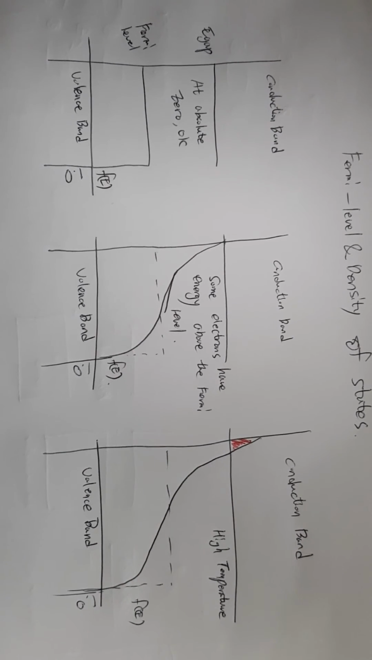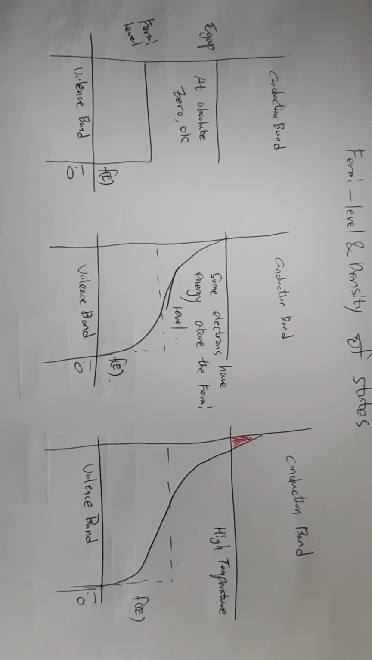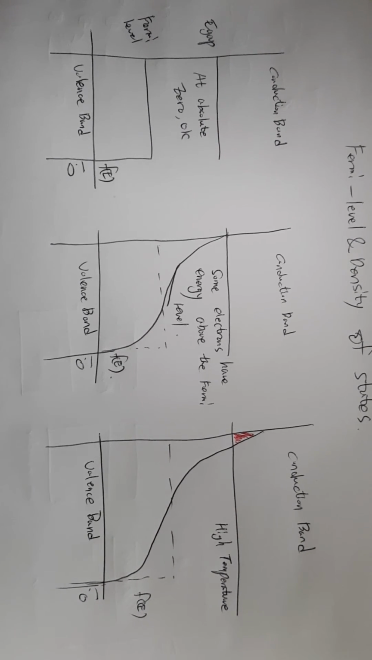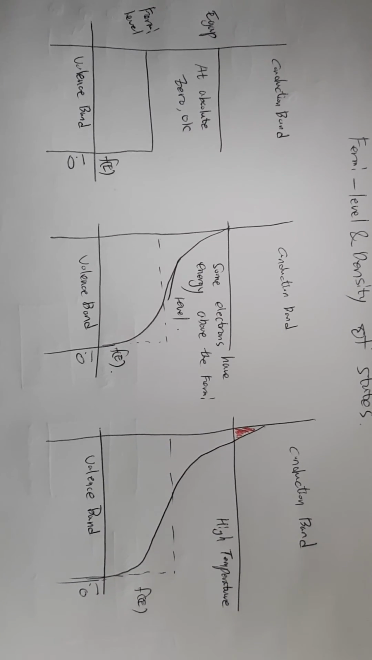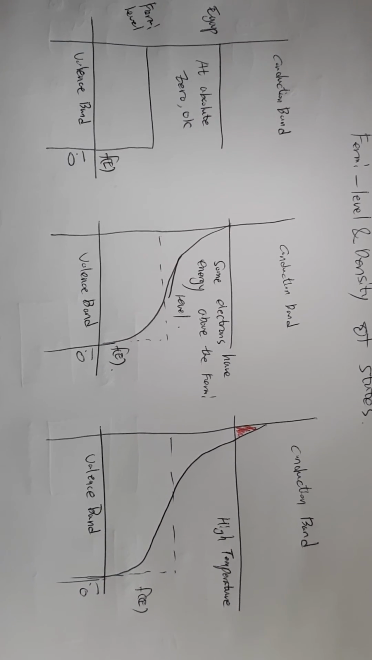Finally, density of states tells us how many states exist at a given energy E. The Fermi function F(E) specifies how many of the existing states at the energy E are filled under equilibrium conditions.